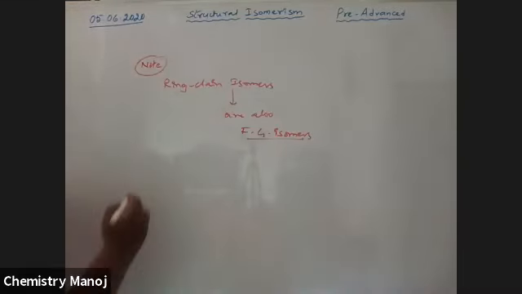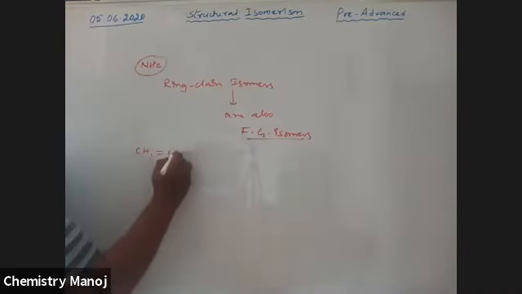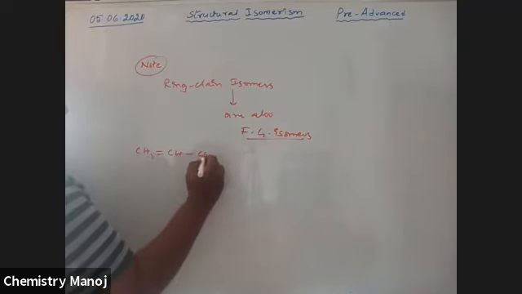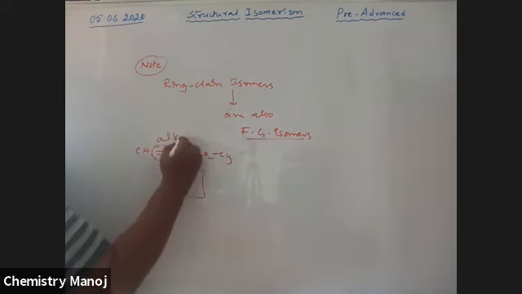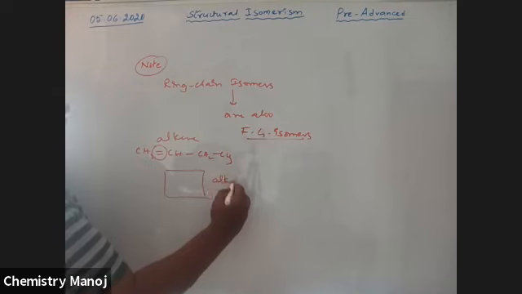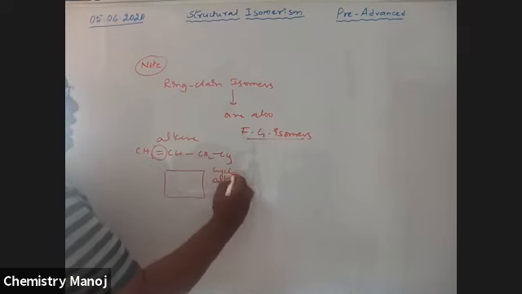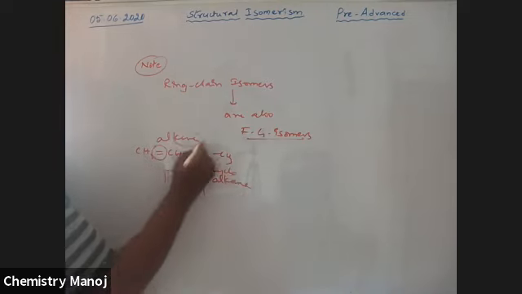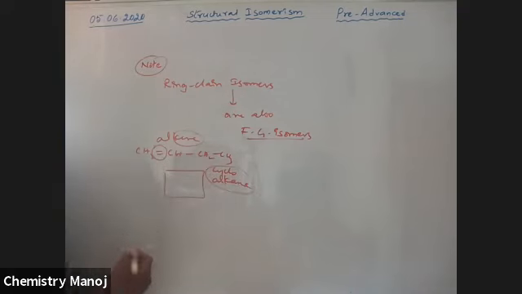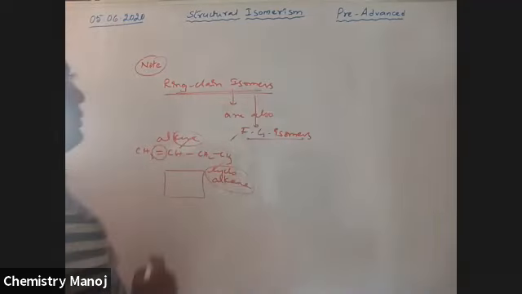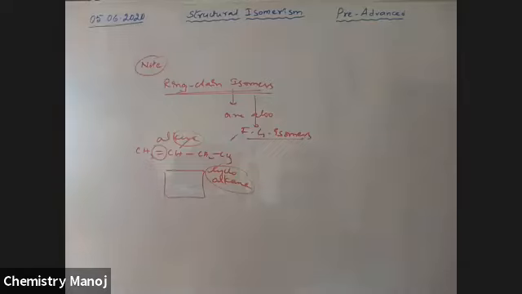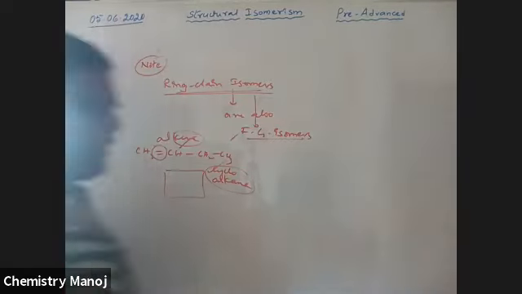Ring chain isomers. See here, CH2=CH-CH2-CH3 is the component. Here it is an alkene, and the other is an alkane, in particular a cycloalkane. That is, alkenes and alkanes, the classes of compounds are different. These two are functional isomers. Therefore, ring chain isomers are all functional isomers. That is an important point.